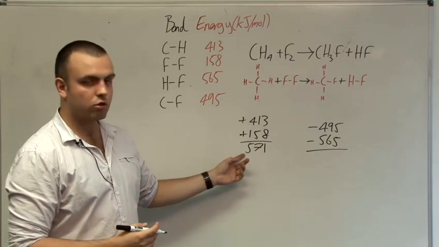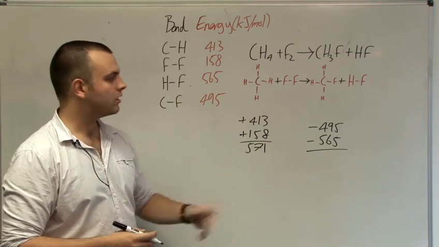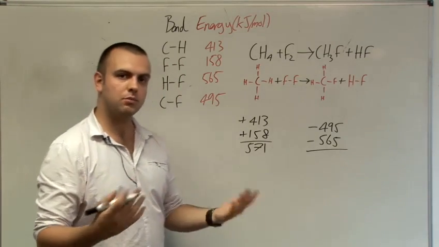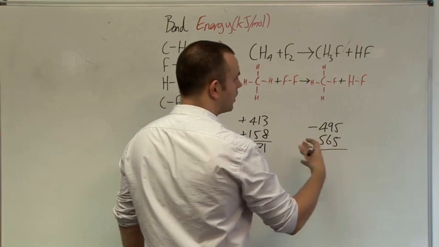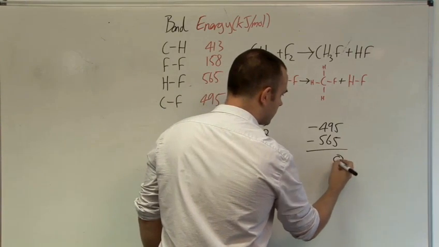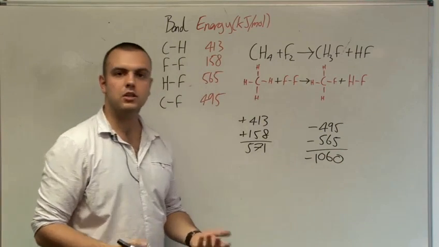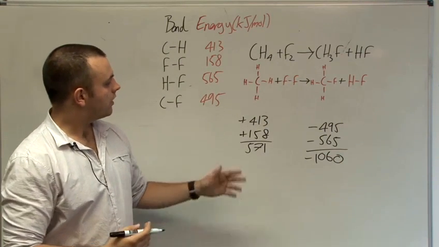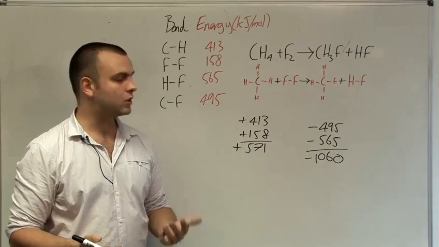Therefore, this is an endothermic reaction because energy is being taken in, the surroundings cool down. And this is an exothermic reaction because energy is being given out, the surroundings heat up. We can see that the total energy being lost by the chemicals is 1060 kilojoules per mole.